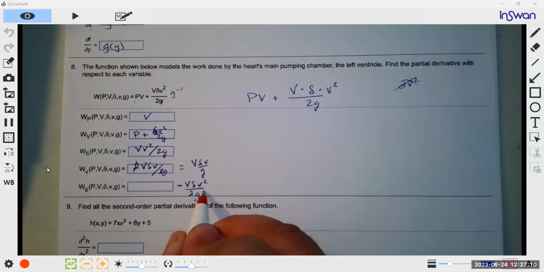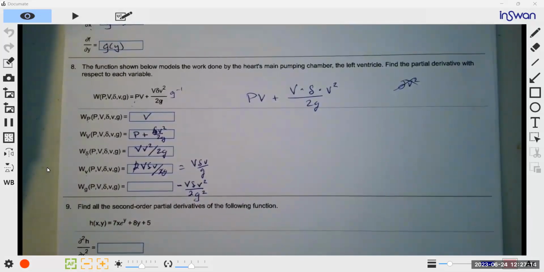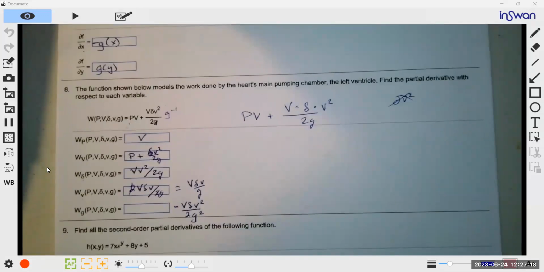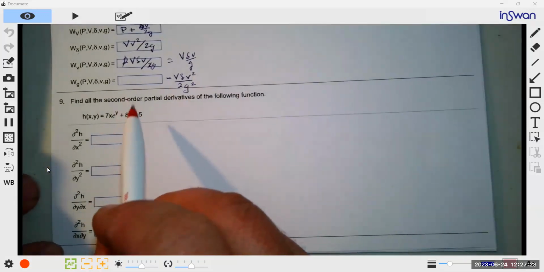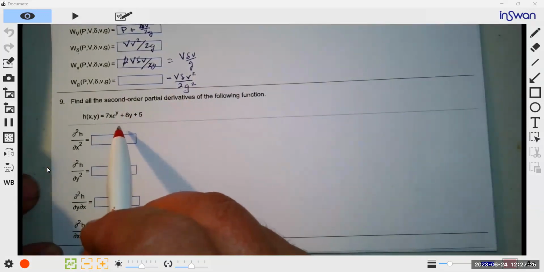And brings the g back down as a square. Number 9, do the same thing. Find this. Now we've got to find the second derivative of the following functions.